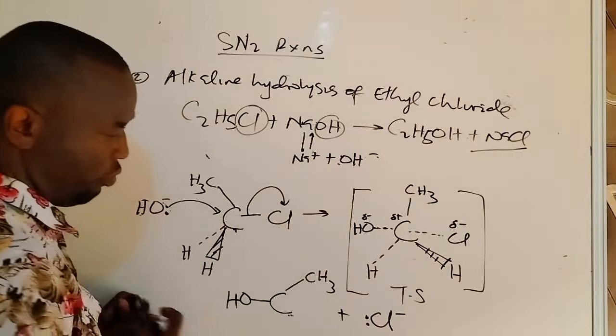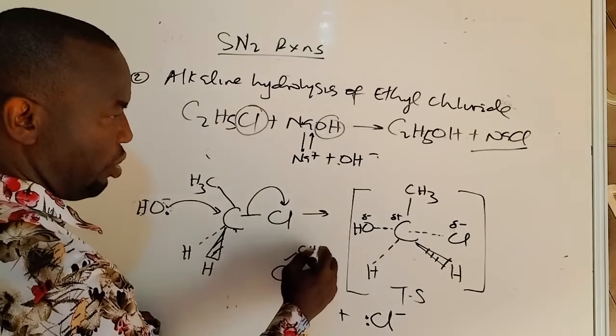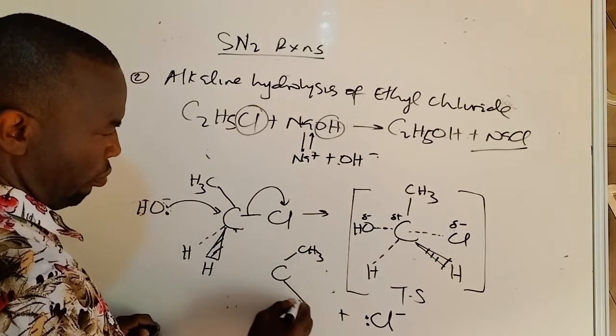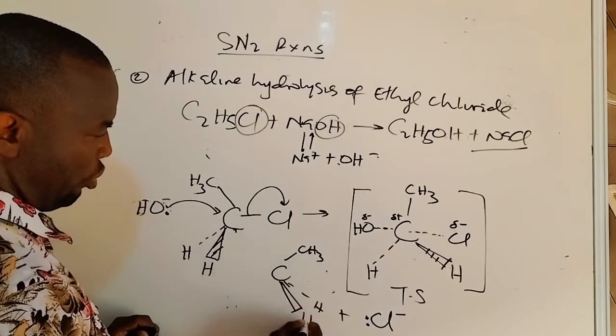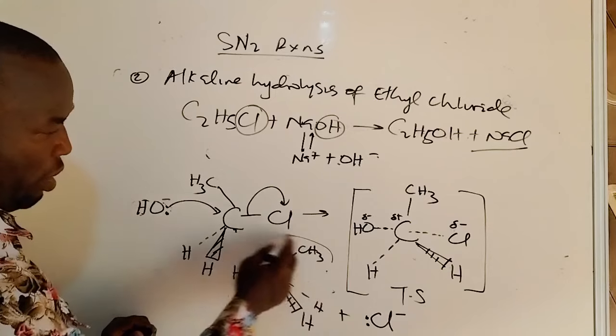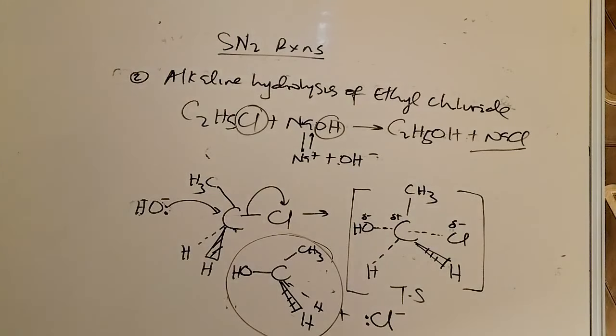So let me draw it very well for it to be very clear to you. I have a carbon, CH3, then we have hydrogen here, the wedge for another hydrogen, and then on this side we have OH attaching itself. This is the final product of the reaction. So that is it. So with that, you understand the same thing. This is the mechanism of SN2, substitution nucleophilic bimolecular reaction mechanism.